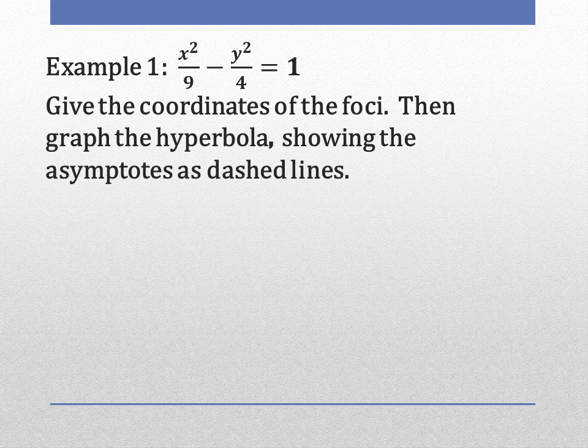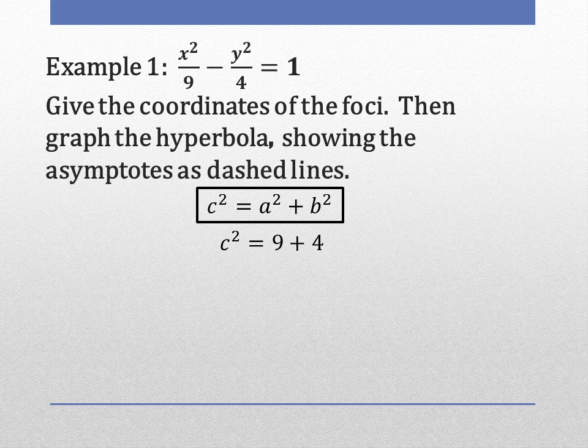So in order to find the coordinates of the foci, we're going to begin with c squared is equal to a squared plus b squared. Now a squared is 9, b squared is 4. We don't have to square or square root for these, so we will simply add them. So that gives us c squared is 13, so c is equal to the square root of 13.